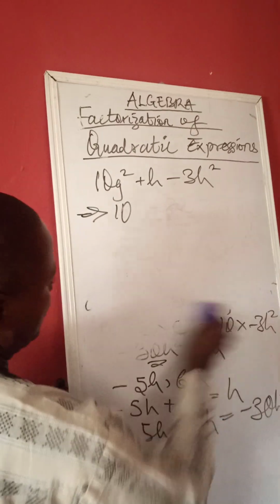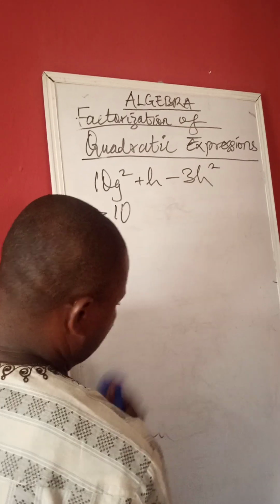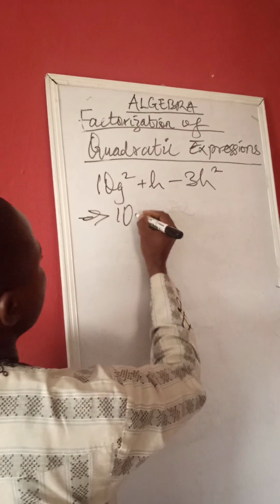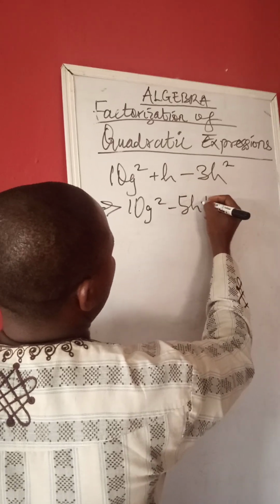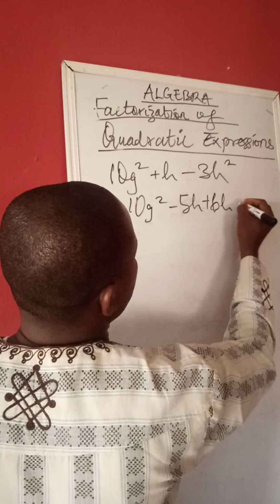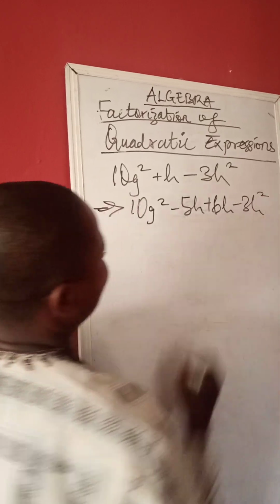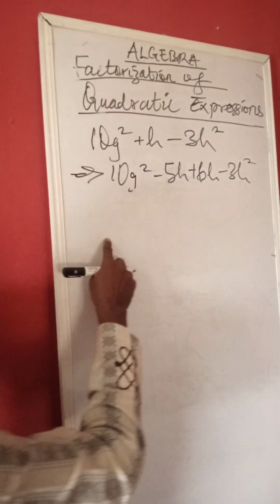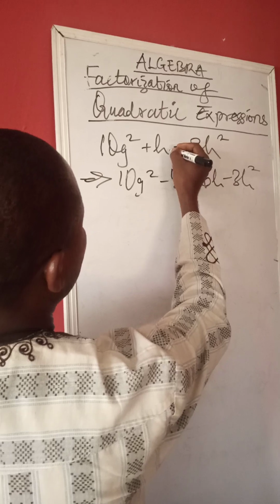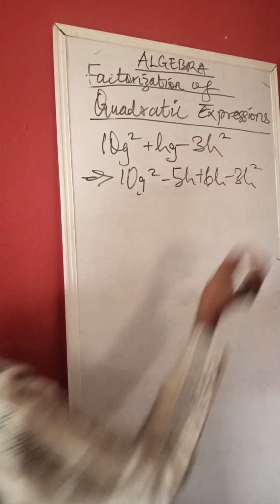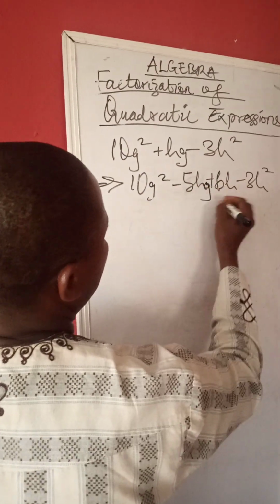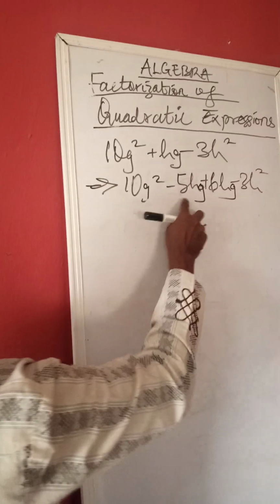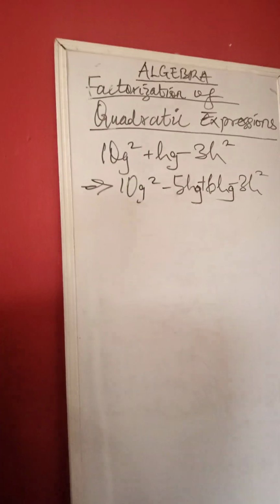So I write in that form to have 10g squared minus 5h plus 6h minus 3h squared. Something is common. Remember that this is gh or hg, it is the same thing. So this is minus 5gh plus 6hg.